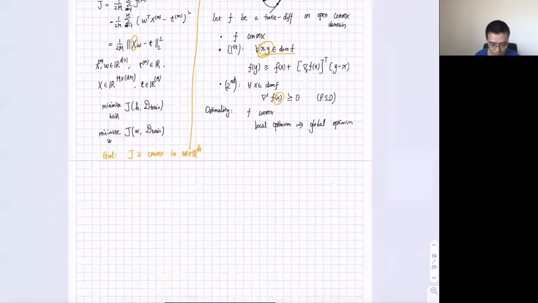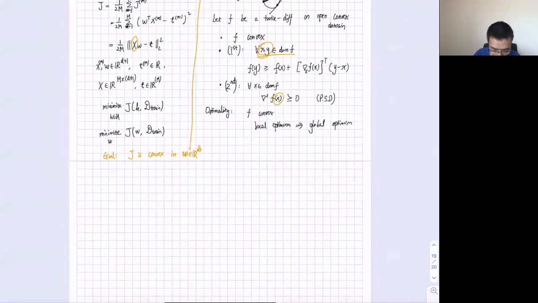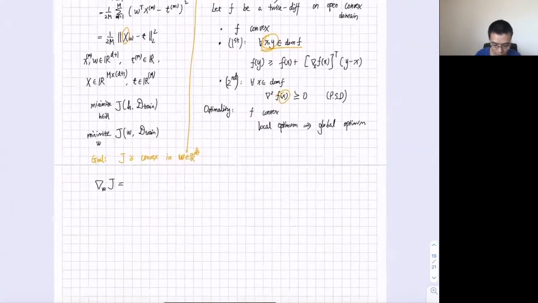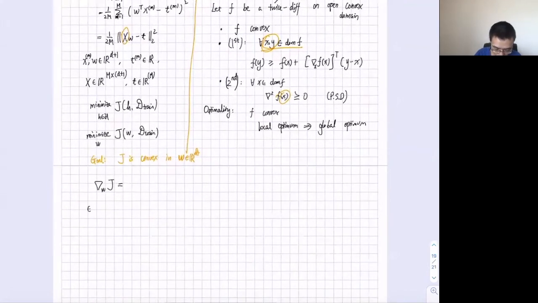So now I'm going to take the derivative. The derivative of J with respect to W, okay, not with respect to X. Eventually it will be some vector in D plus one dimensional space. Because when you take the partial derivative of a scalar with respect to a vector, you are taking the partial derivative element-wise and you organize it in the same shape.